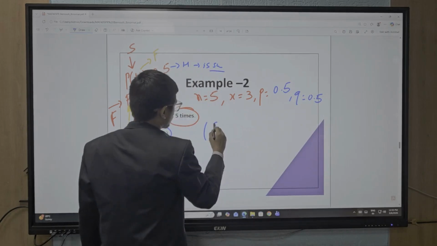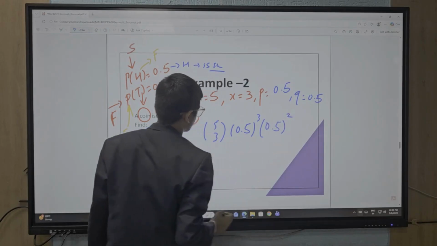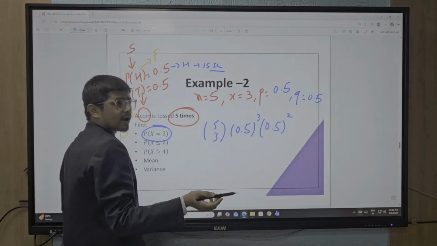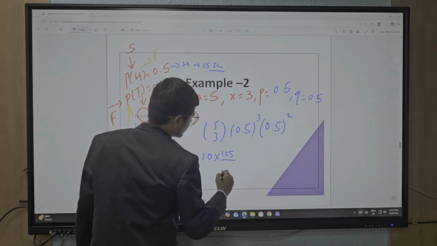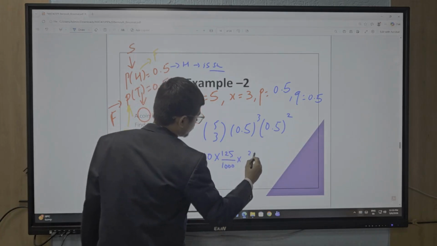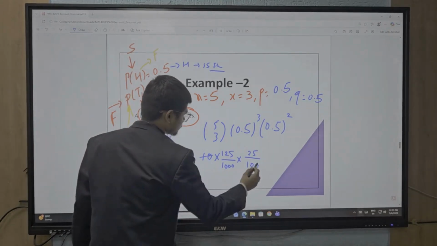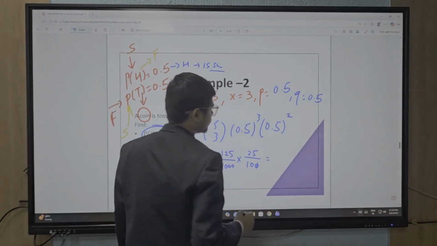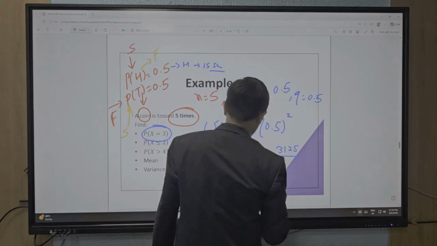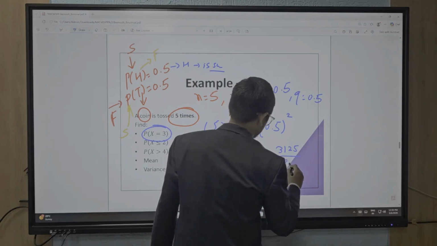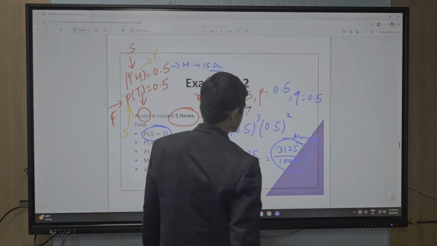So put here 5C3 into 0.5 raised to 3 into 0.5 raised to 2. 5C3 is nothing but 10 into 125 by 1000 into 25 by 100. You can cancel the zeros here, and by solving this you can get your answer. I think the answer is 315 divided by 10,000. You can check by yourself also.